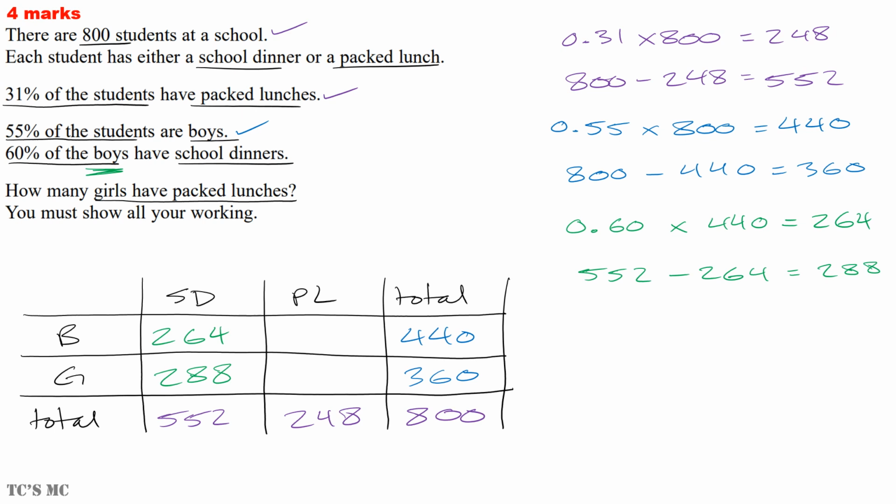Last step, we need to work out how many girls have packed lunch. So we're going to do 360 subtract 288, and that gets us 72. And that is our 4th mark. Of course, you don't have to use a two-way table, but visually, for me, this would be easier.